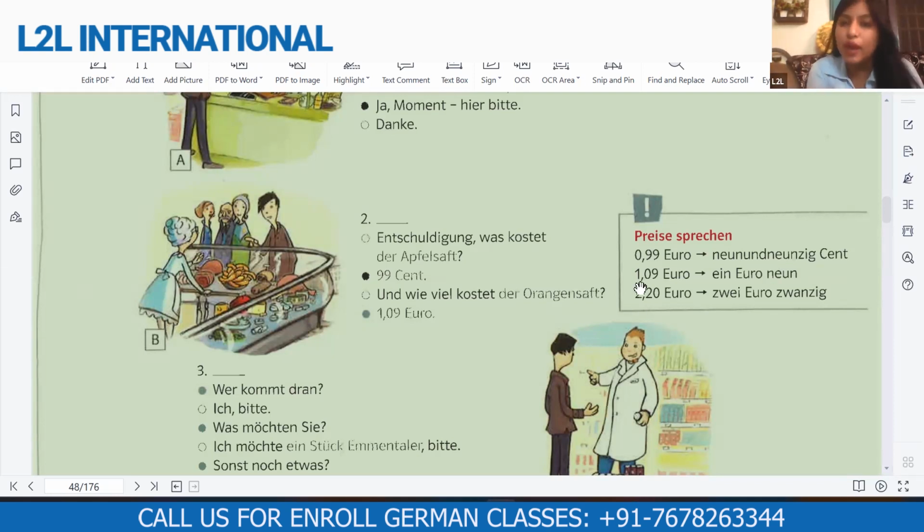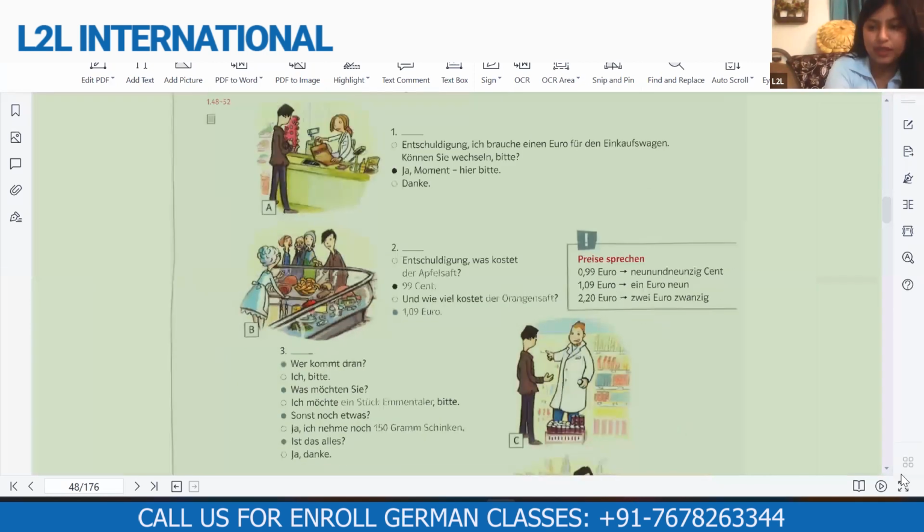Then you have 1.09, agar kuch euro diya hua hai, so you have to call it 1 euro 9. Previously we were calling it 1, 9 euro, but this was wrong. So you have to call it 1 euro 9. 1 ke baad aap euro bolenge, fir jo last ke do jo bhi digits hai, you would say it after euro. So 1 euro 9. Similarly, it is 2.20, so it would be 2 euro 20. Yeah, so this is how we talk about the price in German.